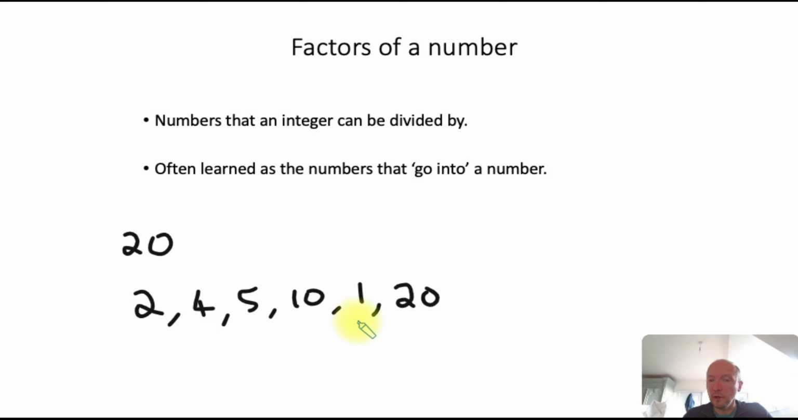And that should give me all the factors of 20. Now, if you got all of those, great, well done. If you missed any, then maybe what we need to think about is a technique.